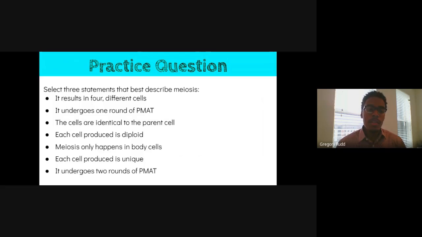So let's see. We need to select three statements that best describe meiosis. This first statement says it results in four different cells. Does that describe meiosis? It results in four different cells. Is that true of meiosis?